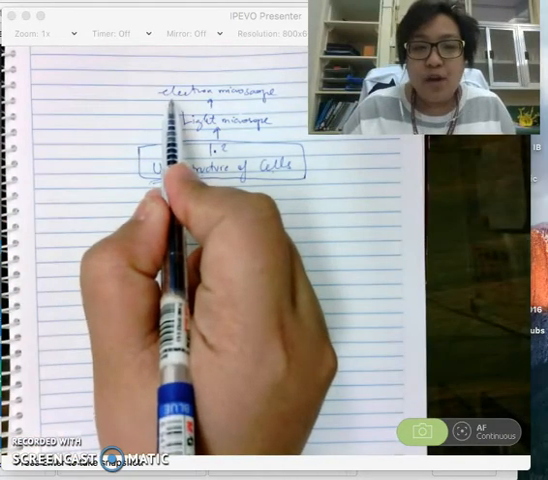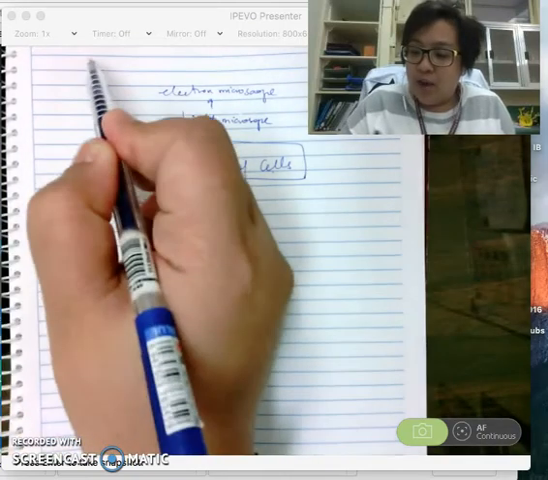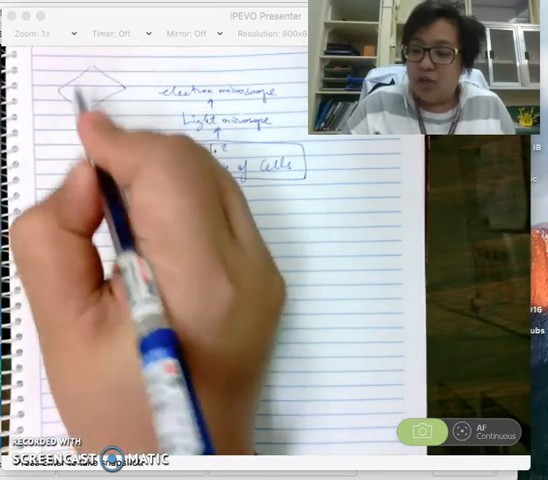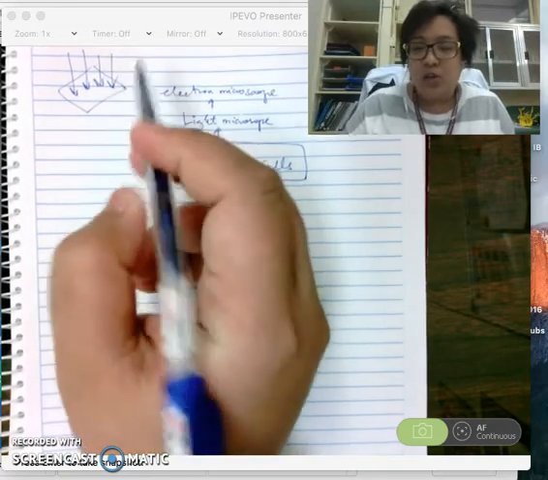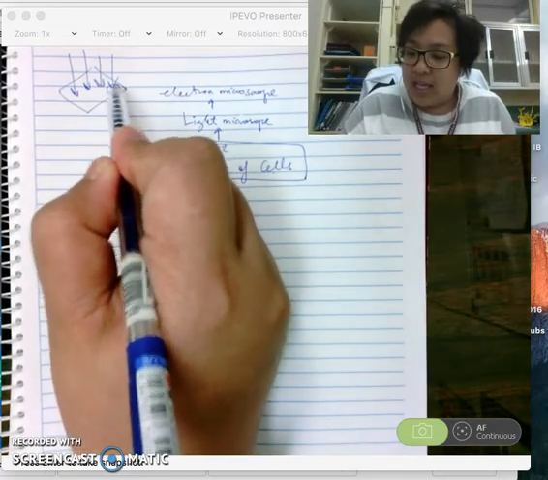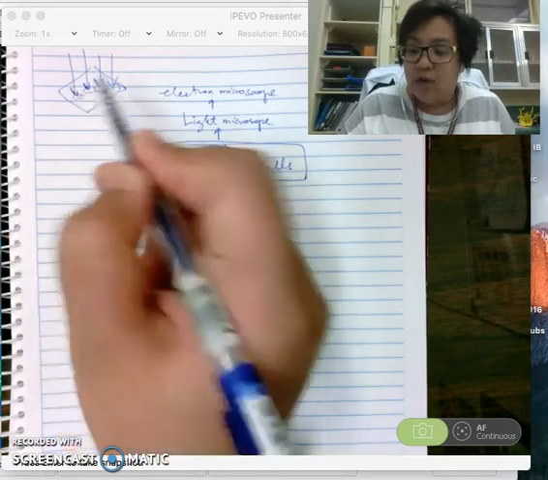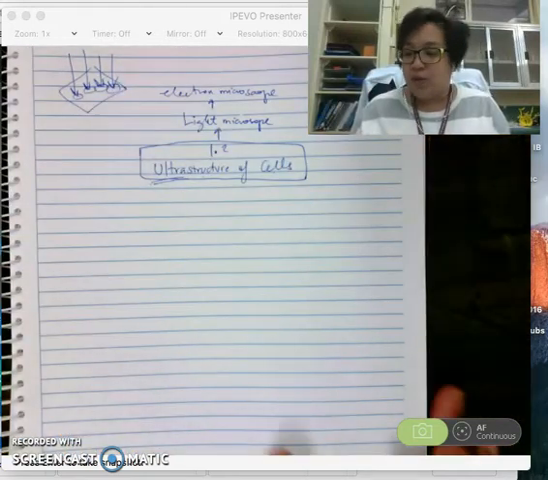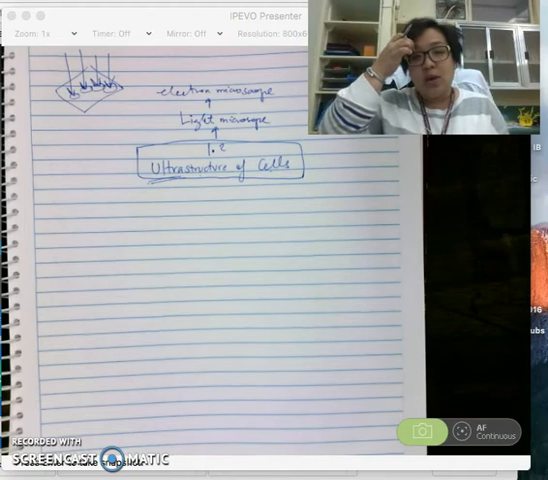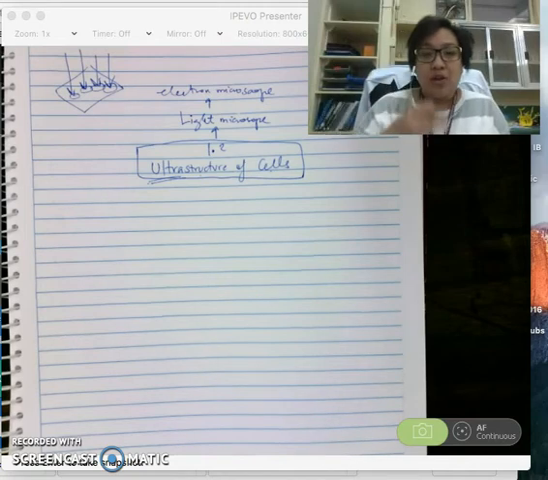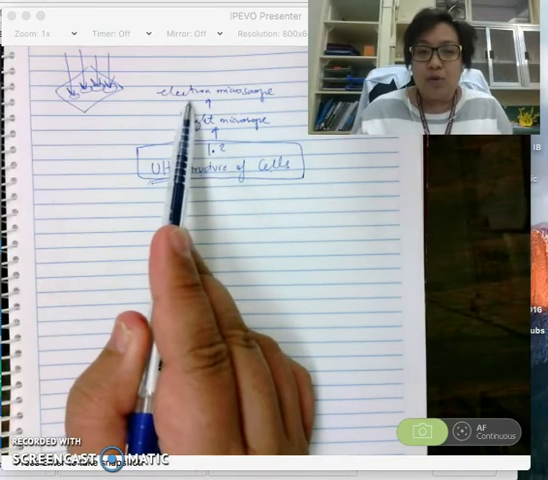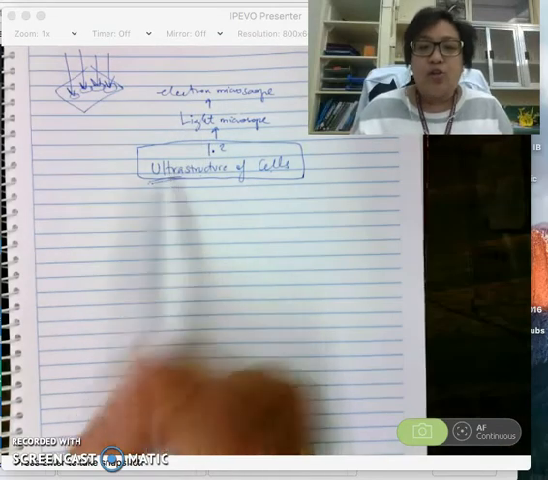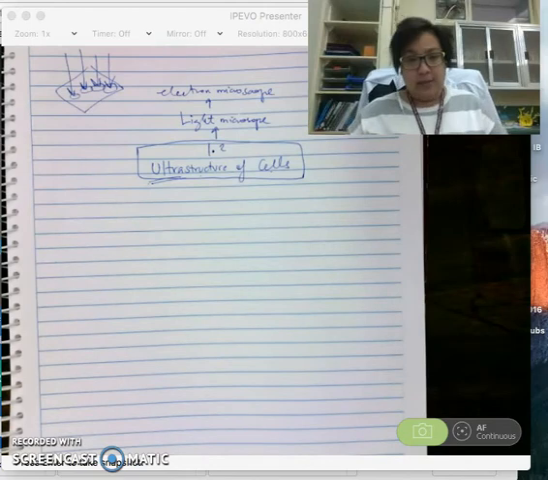However, electrons are very small. So if you have this image and you keep shooting it with electrons, you can get detailed images of all of these little parts of what you're looking at. So an electron microscope can give you a higher resolution. Therefore, an electron microscope will be able to reveal the detailed structure of your cell.